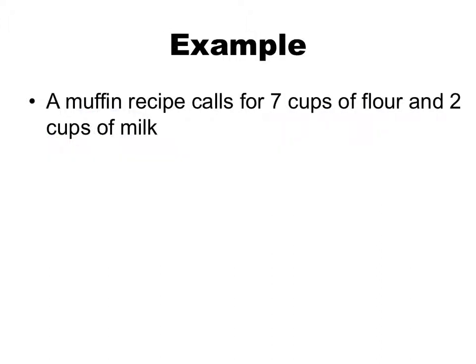So as a simple example, let's take this baking scenario. A muffin recipe calls for 7 cups of flour and 2 cups of milk. So notice that we have two quantities here. We've got our 7 cups of flour and we also have 2 cups of milk. So we have a relationship between two quantities. This type of relationship forms a ratio.